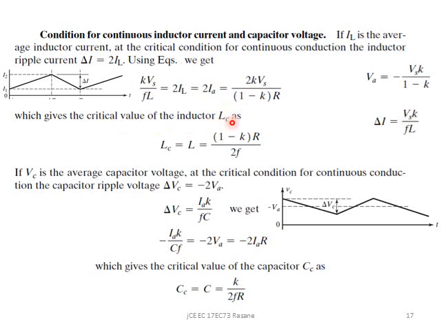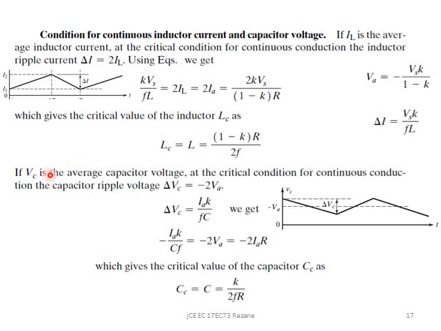This gives me the critical value of inductor LC. So I take L on the left hand side, and I get L becomes equal to 1 minus K into R, KVS gets cancelled, upon 2 into F. So I get this expression for the critical value of the inductor.